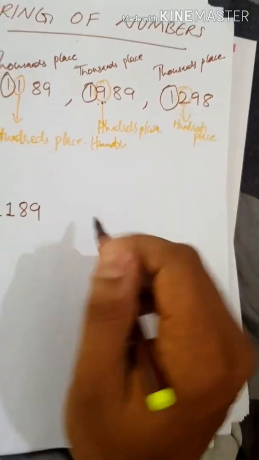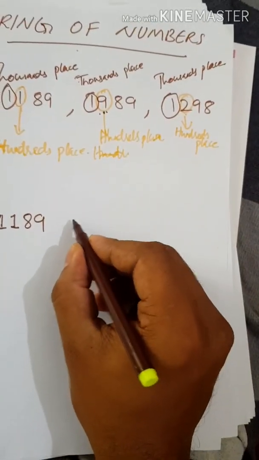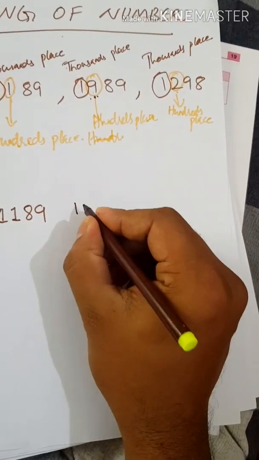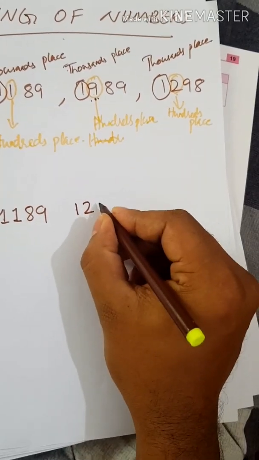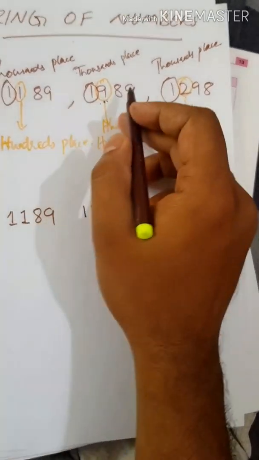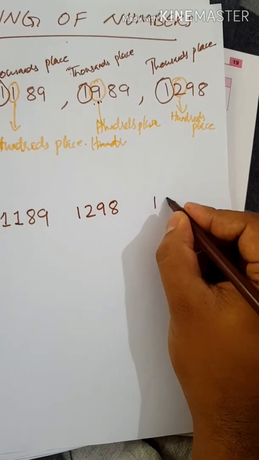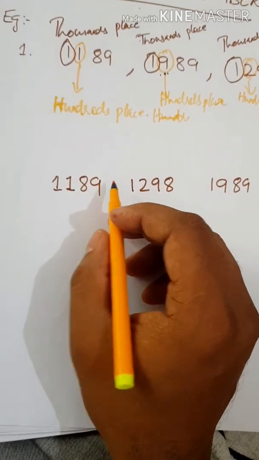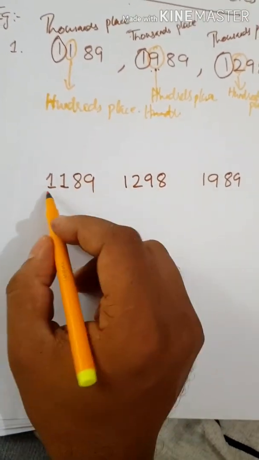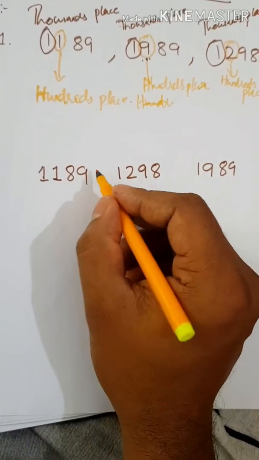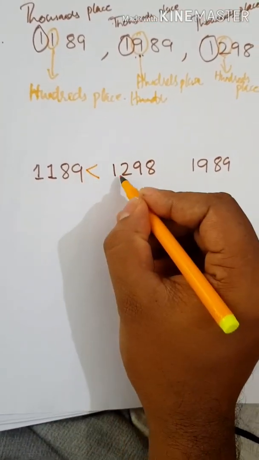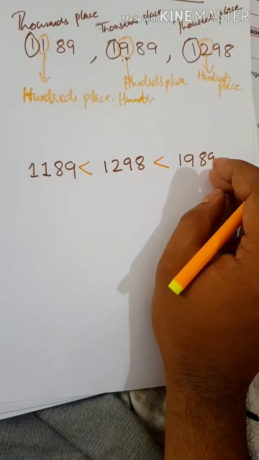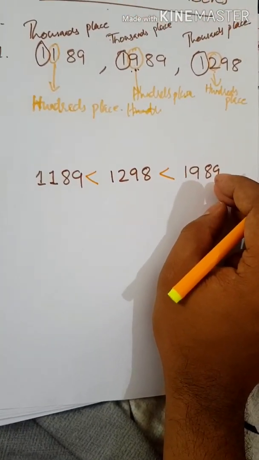Okay, very good. This number is the smaller number here. So the next space we can give to this number, 1298, and the last one 1989. So here we can give a sign also, like 1189 is less than 1298 is less than 1989. Understood?